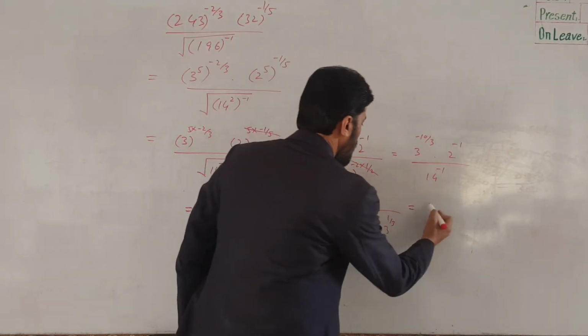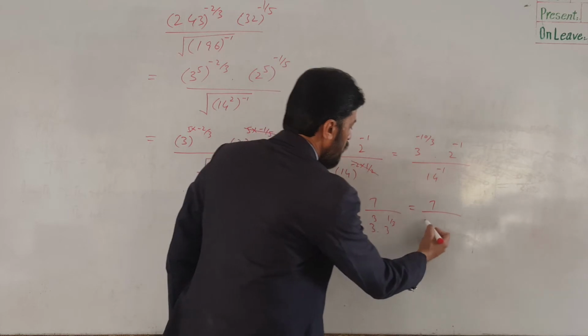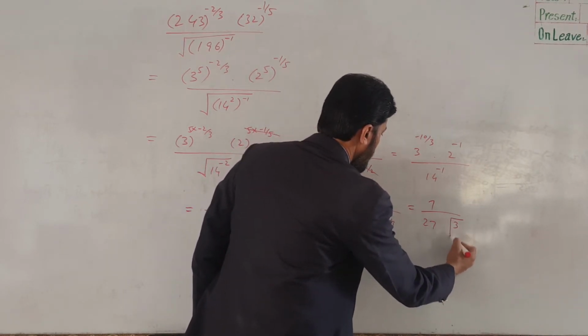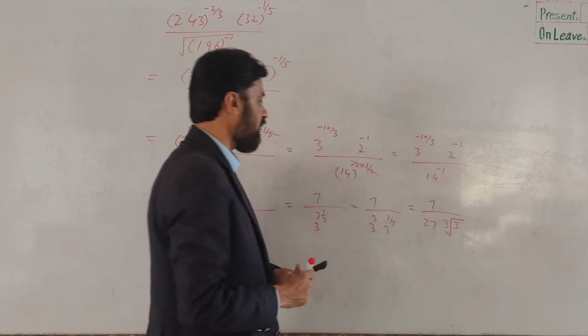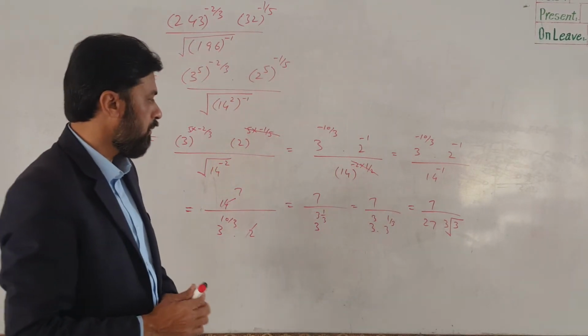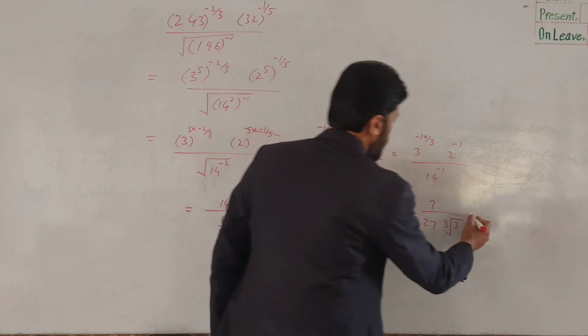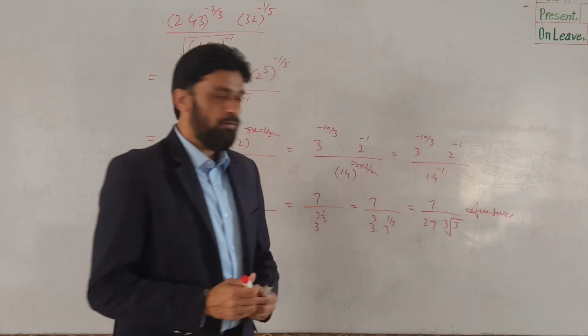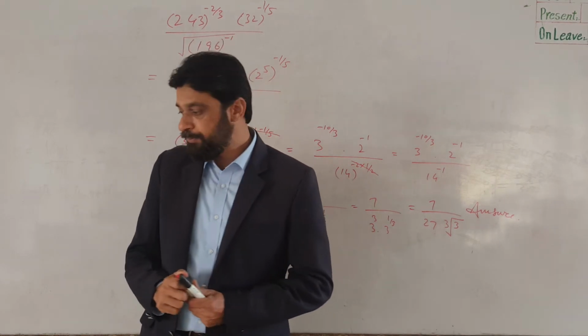Now 3 cube means 27, and 3 raised to 1 by 3 we can write in radical form as the cube root of 3. This is the answer. We will get the answer.